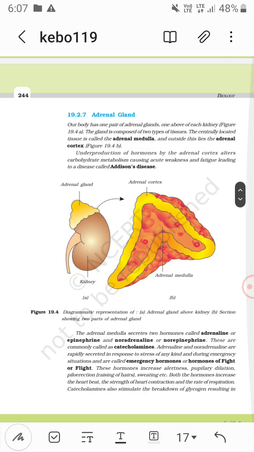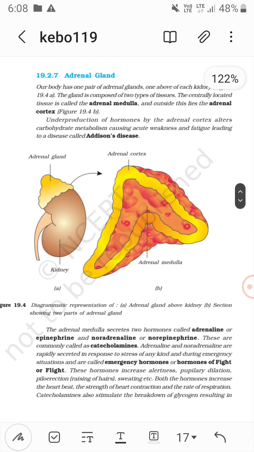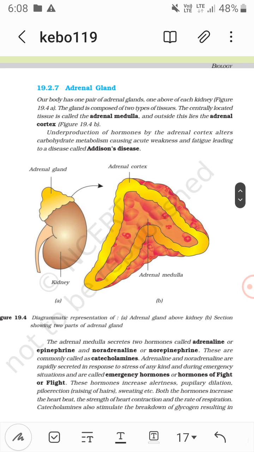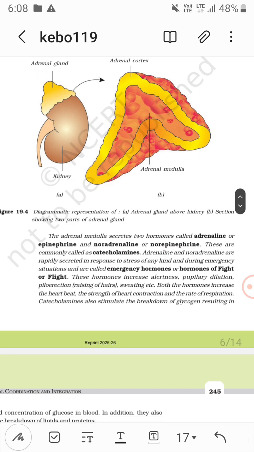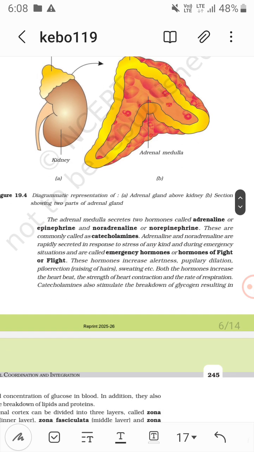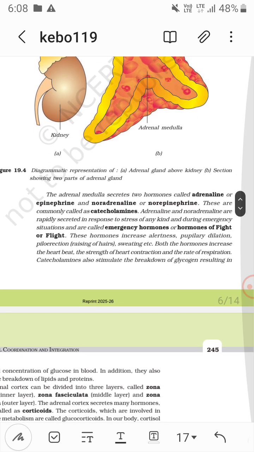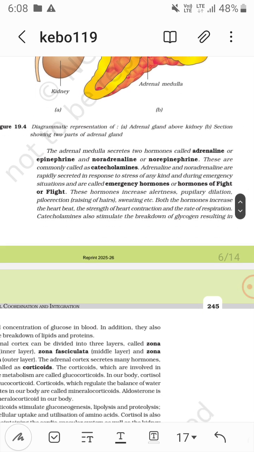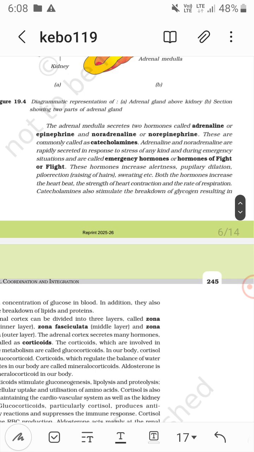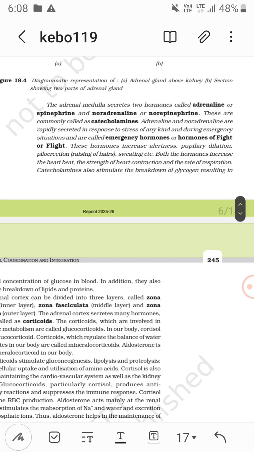Now the adrenal gland. There are two types: the adrenal medulla and the adrenal cortex. The adrenal medulla produces two hormones, adrenaline, that is epinephrine, and noradrenaline, or norepinephrine. All of these are called catecholamines, and under stress they get secreted in emergency situations. This is why they are called emergency hormones, or hormones of fight or flight.